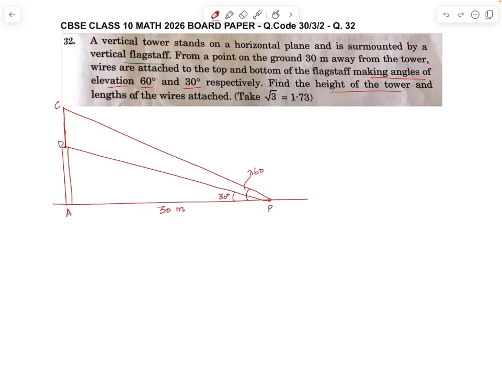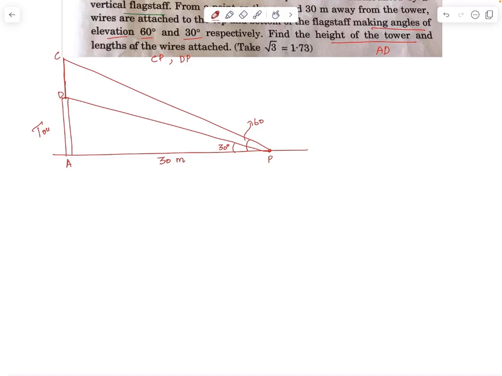We have to find the height of the tower, which is AD, and the lengths of the wires attached, which is CP and DP. To find the height of the tower, let's use the triangle ADP. Applying the tan ratio, tan 30 is equal to AD upon AP. Tan 30 is 1 upon root 3. AD is what we have to figure out, and AP is given as 30 meters. So AD is equal to 30 upon root 3.